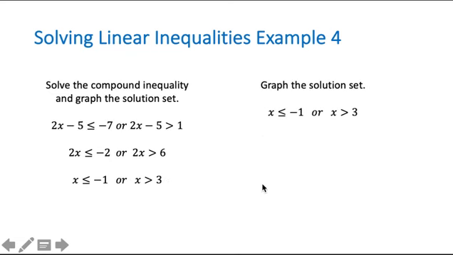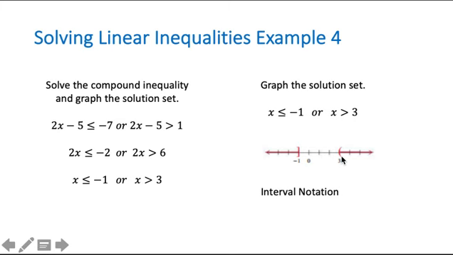So what does this solution set look like when we graph it? So we have all those numbers that are less than negative 1 and all of the numbers that are greater than 3. So there's two parts to our graph. So it's all of these numbers up to negative 1. We include negative 1. That's why there's a bracket. And then from 3 to infinity, but we're going to use a parenthesis.